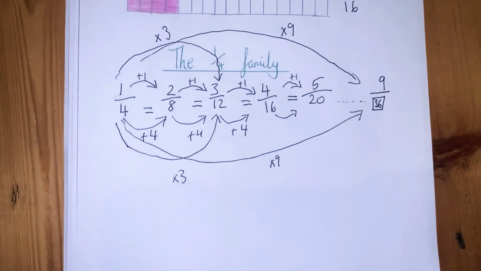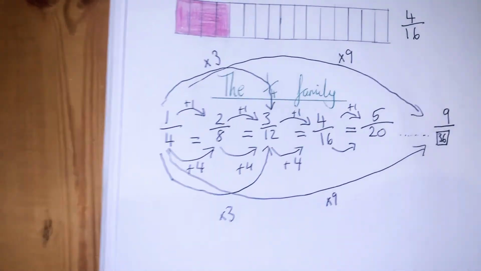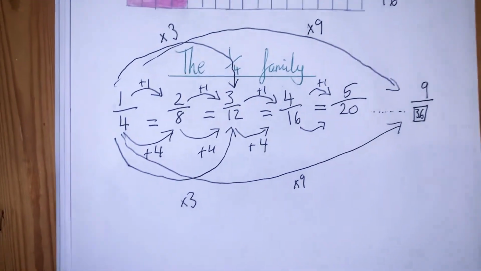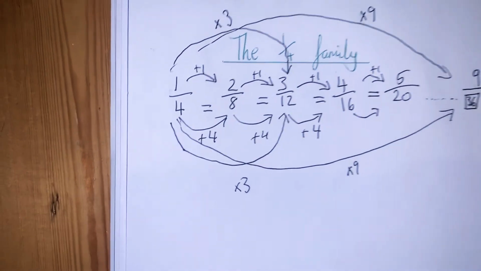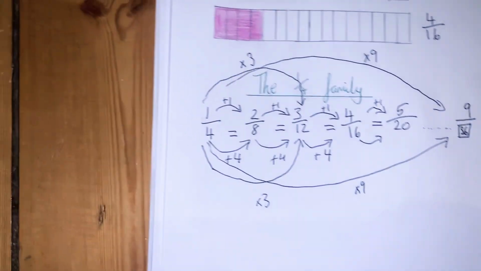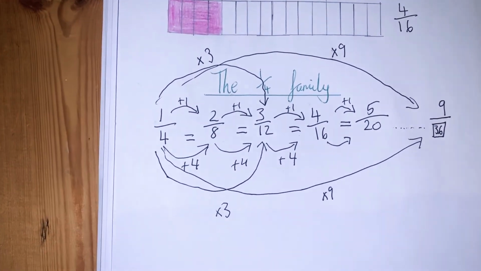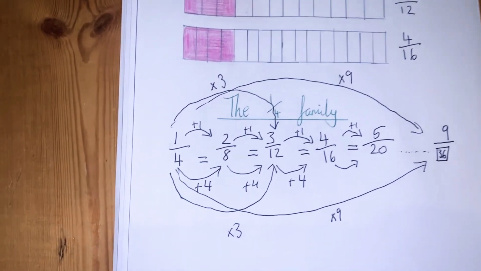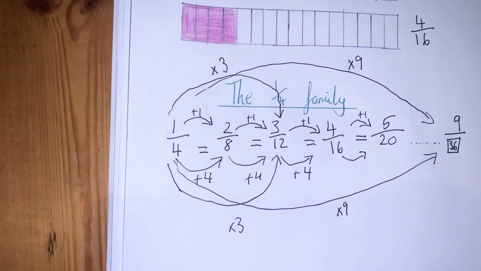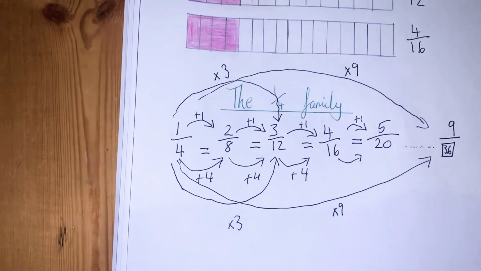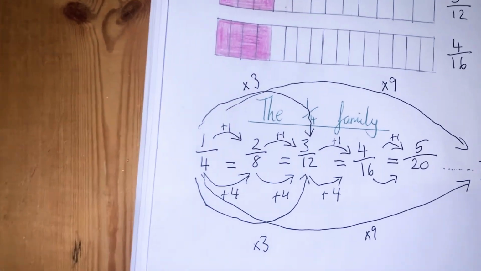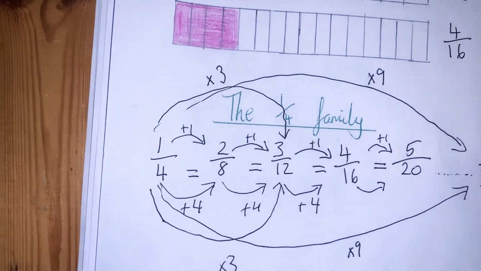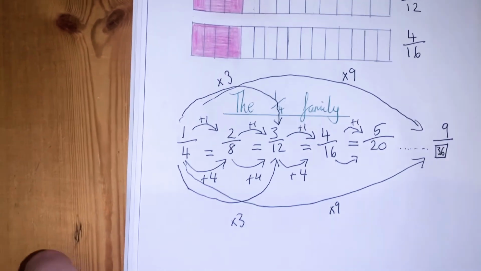So they're both equal. If you notice the pattern again with the numerator and denominator, look here at the 2 8ths. So 2, if you multiply that by 4, it gives you 8. If you multiply the 3 by 4, it gives you 12. If you multiply 4 by 4, it gives 16. So that's the quarter family.